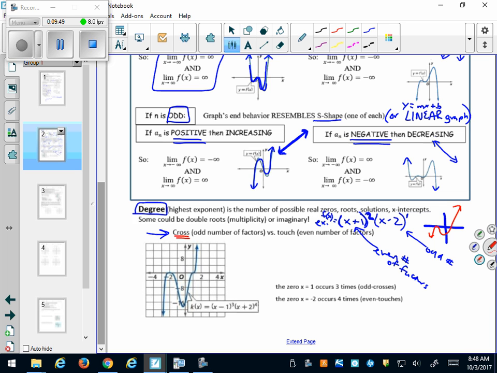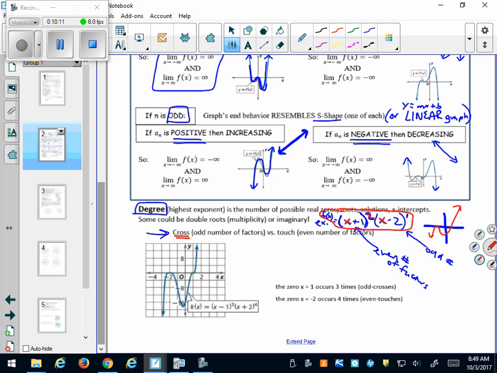What is the degree of this random function that I just came up with? Be careful. What is it? It's actually 3, right? Because this is x. This x gets squared eventually, and then there's another x. So when we multiplied this all out, we would end up with an x to the third, right?